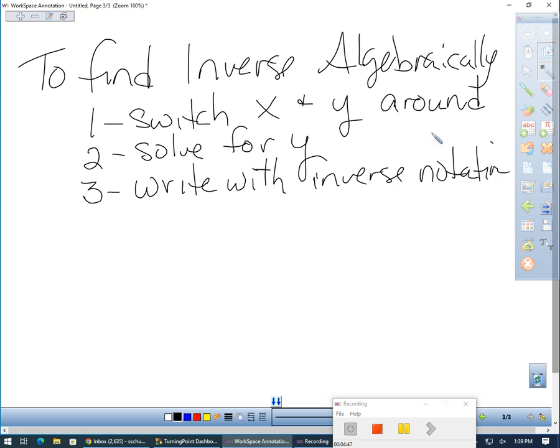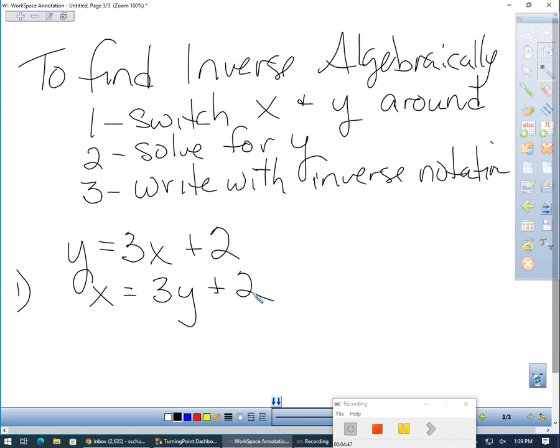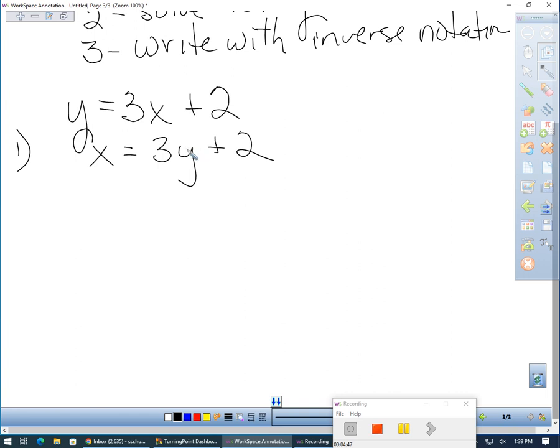So for example, if you have a function, let's say y equals 3x plus 2, and we want to find the inverse. The very first thing you do is switch your x and y around. So step number 1, you would have x equals 3y plus 2. Step number 2 says to solve for y. So now I want to get y by itself. So we're going to subtract 2. x minus 2 equals 3y. Then what do I have to do? Divide by 3.